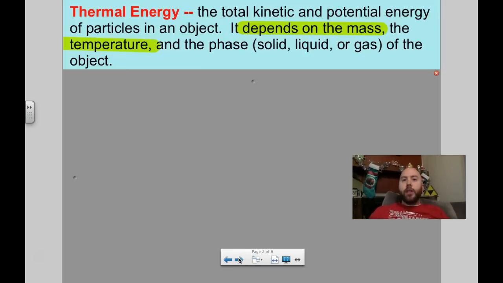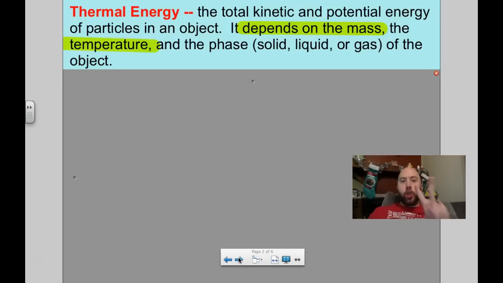So thermal energy is the total kinetic and potential energy of particles, not of an object, but of the particles in the object. Okay, so very important. It's not the object itself, it's the particles that make up the object. It's the total kinetic and potential energy of particles in an object.